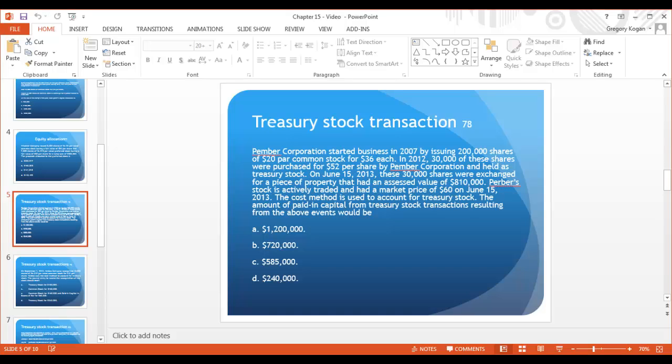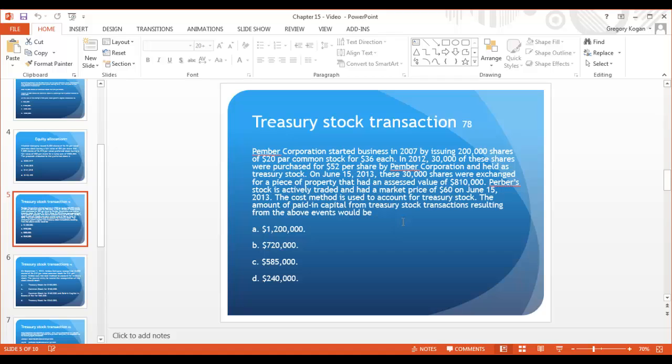Hi everybody. I wanted to continue working on our stockholder equity questions today. And the question I wanted to go over today was treasury stock transactions. Now, with treasury stock transactions, what we look to do is go over how a company goes about buying stock back and what kind of journal entries occur when a company buys its own stock back and then sells it.